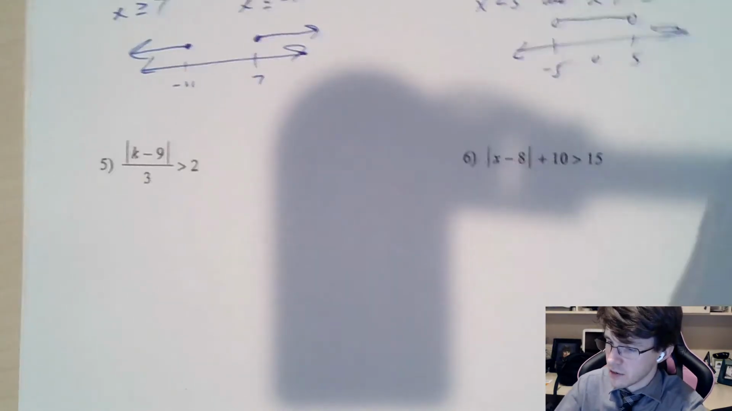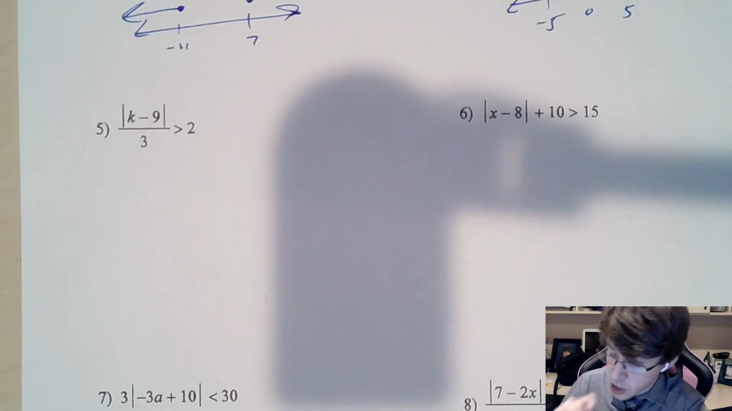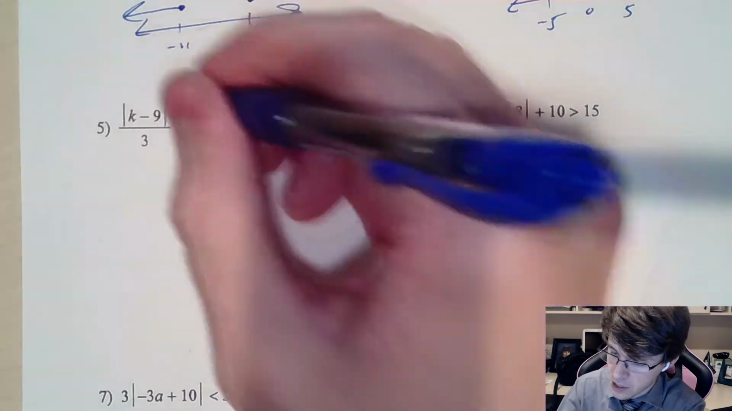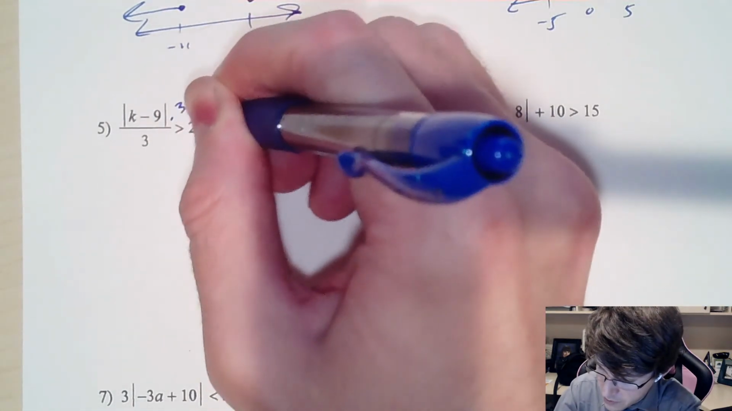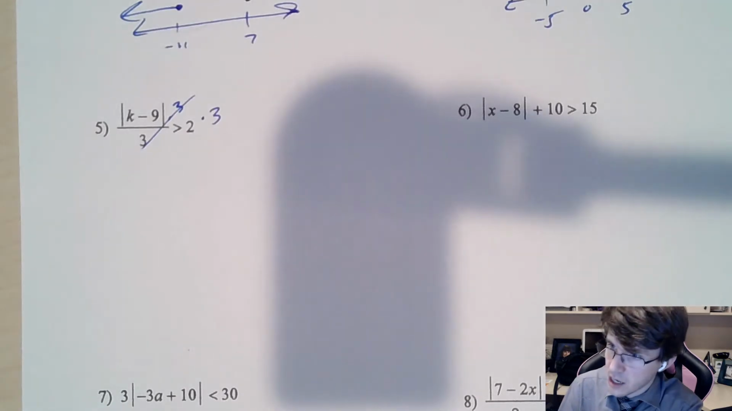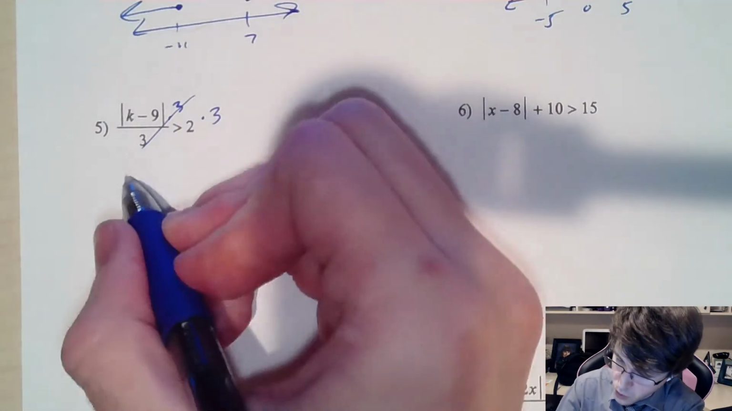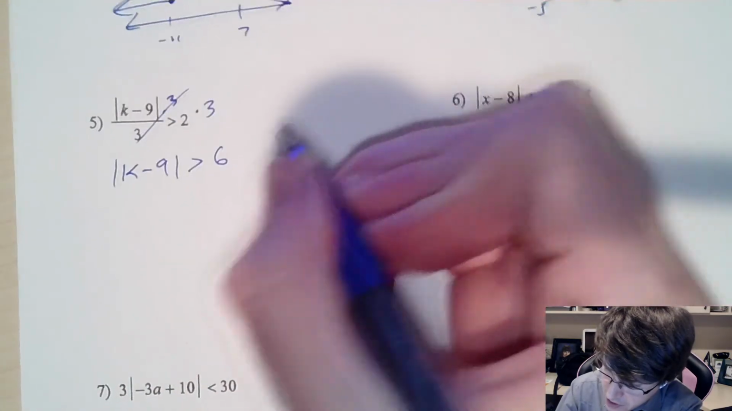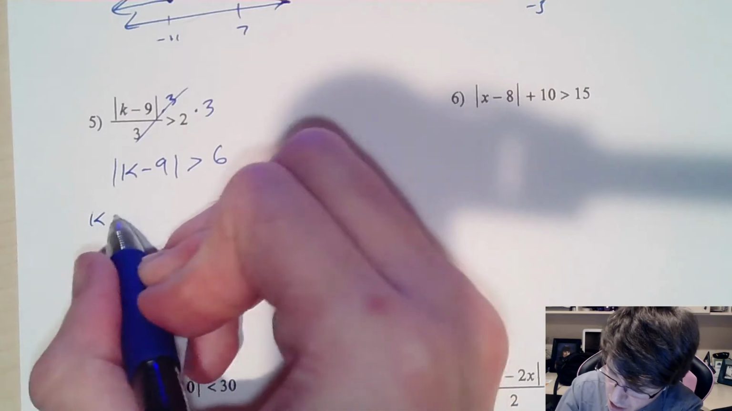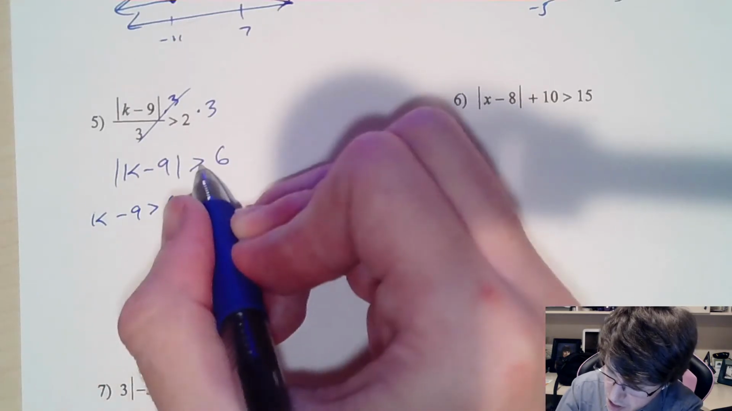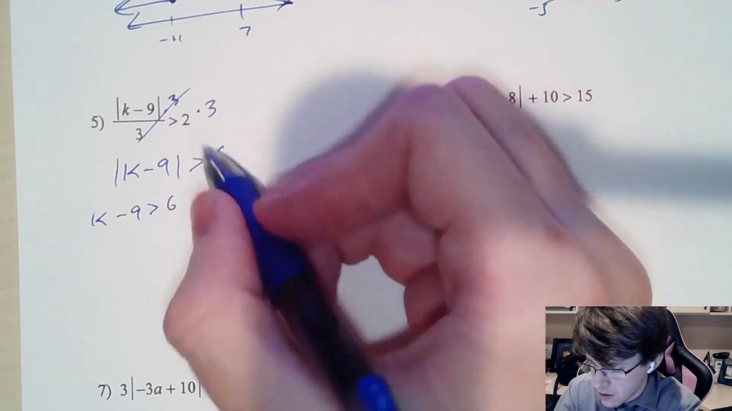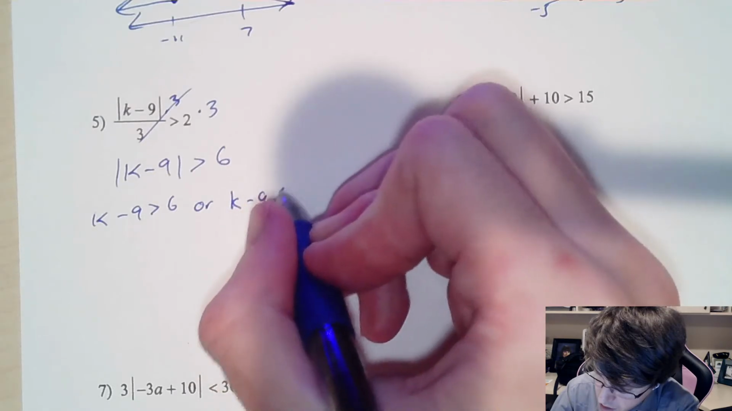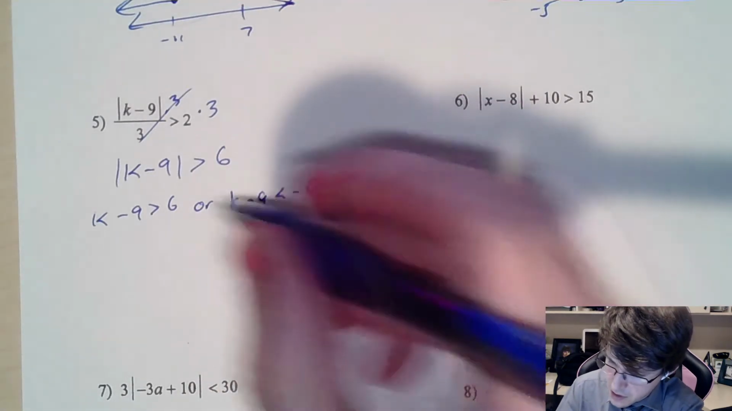Anyways, continuing on, here we go. Number 5. Just like on that previous homework, when we have the 3 on the bottom right here, we're going to start by multiplying both sides by 3. And when you do that, these 3s kind of go away. They vanish. 3 divided by 3 is 1. So k minus 9, inside the absolute value, is still greater than 6. Split it into 2 separate questions. k minus 9 greater than 6. The alligator is eating the absolute value, so you get the or, and k minus 9 less than -6. Add 9 to both sides.